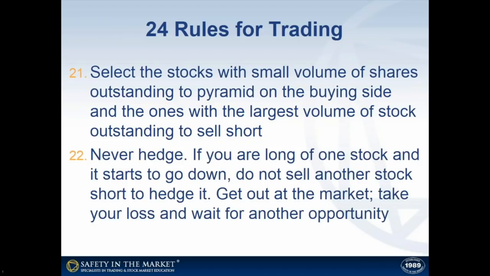Rule number 22, Gann says, never hedge. And what Gann means by hedging here is he says, if you are long of one stock, that means you've bought it and you're holding onto it. If you're long of one stock and it starts to go down, don't sell another stock short to hedge it. Just get out at the market, take your loss and wait for another opportunity. Again, this is that psychological factor or the ego that comes in, and you're holding a stock and it's going down and people say, I don't want to take that loss because it means I have to admit that I was wrong. So what they might do is they'll find another stock that they think is going down and they'll short sell that other stock.